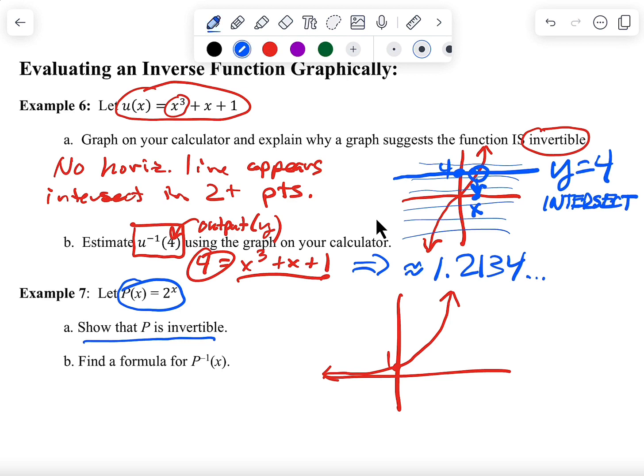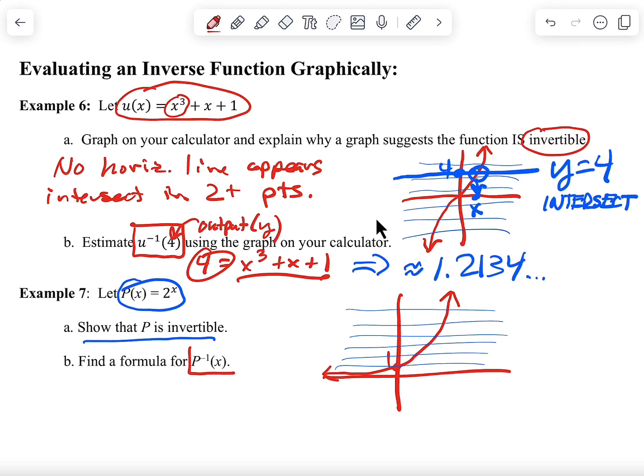So that may be kind of what I do, if I was going to show that, it's like thinking of a whole bunch of horizontal lines. None of them appear to hit the graph in more than 1 point. So that would be my showing. And then if we had to find a formula for the inverse.